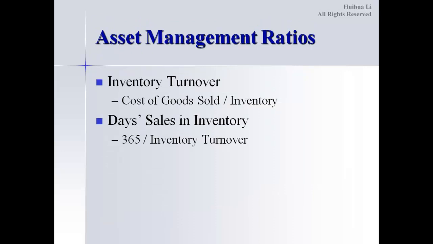This group of ratios examines the efficiency with which the firm uses its assets to generate sales. It has two types: turnover ratios and 365 divided by turnover ratios. For turnover ratios, the higher the more efficient. Please calculate the inventory turnover ratio and days sales in inventory for year 2009.